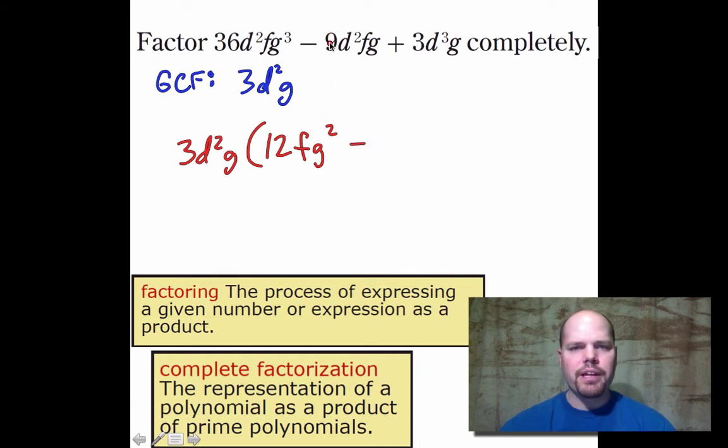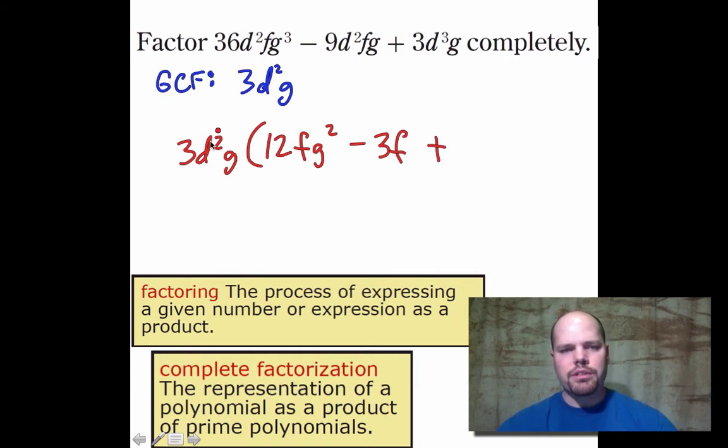Okay, we had 9, we factored out a 3, so we'd be left with 3. We had a d squared, we factored out a d squared, so multiply that by 1. F, we didn't factor out an f, so we still have an f. G, we factored out a g, so we end up with that. If you multiplied 3d squared g times 3f, you'd end up with 9d squared fg. Okay, go to the next one.